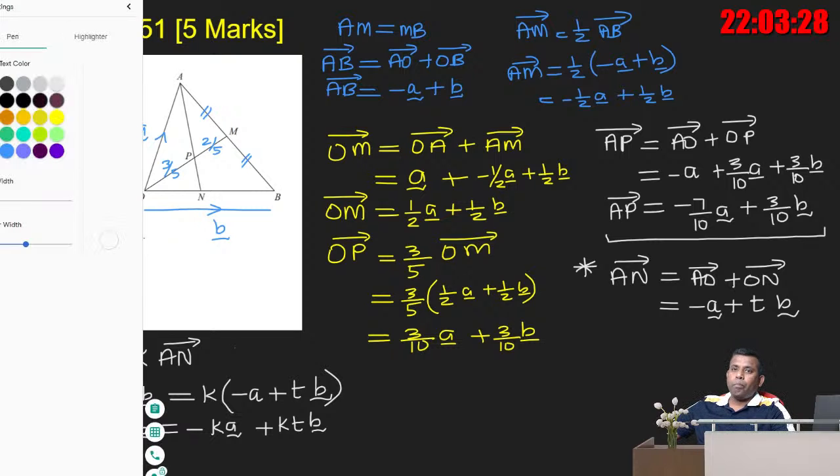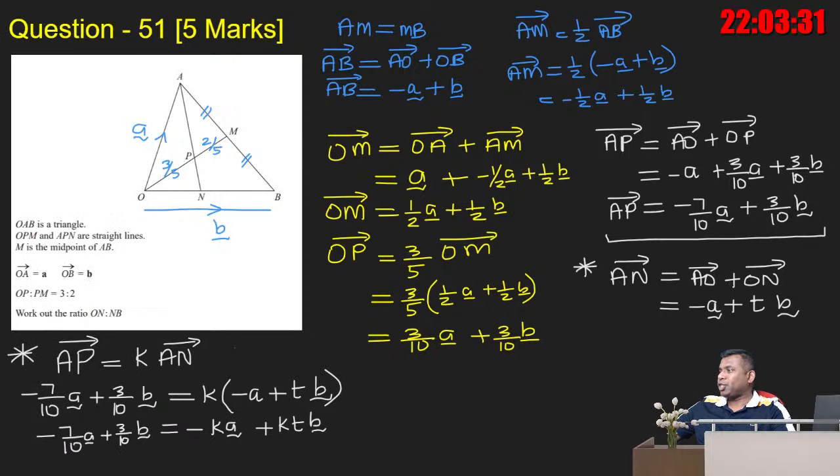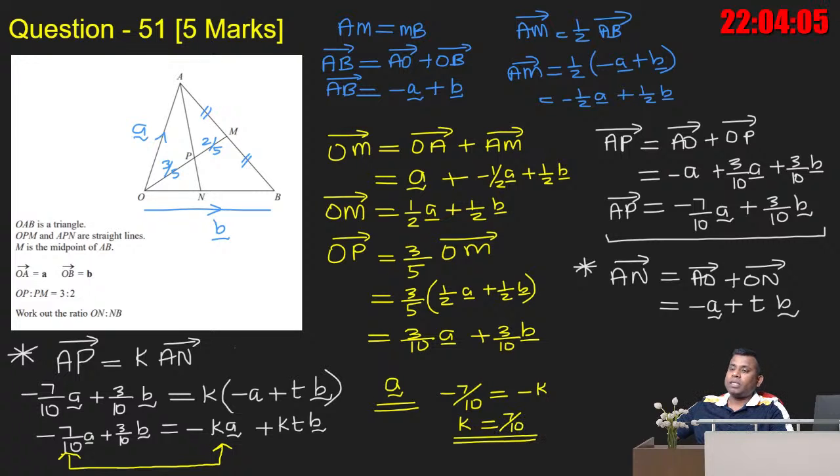So now it's the important part. You need to match apple to apple. What do you mean by apple to apple? So here the coefficient of minus 7 over 10 equals minus k, right? Both sides of the vector equation have the vector A, and the coefficient is the same. So minus 7 over 10 equals minus k. So k equals 7 over 10.